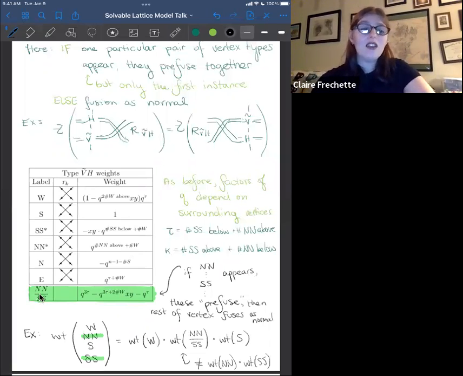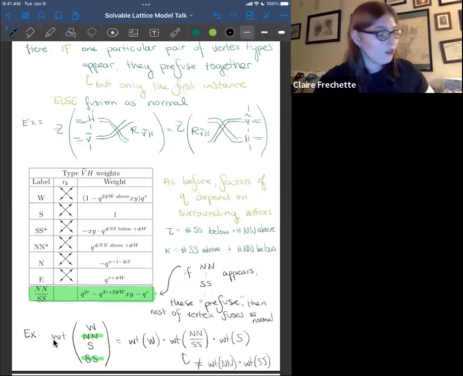But if I have an instance where a vertex of type north-north appears above a vertex of type south-south, they collect together into this weight here, which you can check is not the product of the weight of type south-south and the weight of type north-north. This middle term is in fact the only part of it that I want to show up. But in order to satisfy the Yang-Baxter equation, you have to wind up with these extra powers of q. And then the rest of the vertex completely ignores this interaction and fuses as normal.